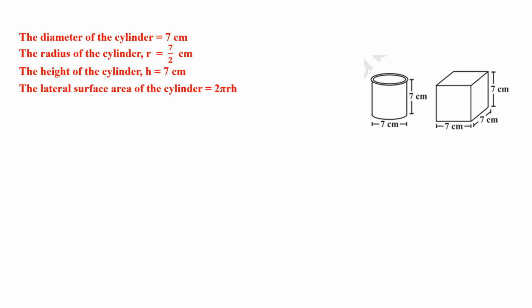Now I'm going to put all the values. So from here I can write it is 2 into 22 by 7 into radius is 7 by 2 and height is 7. Now reduce it, 7 and 7 and 2 and 2, and from here I can get the lateral surface area of the cylinder will be 154 centimeter square.